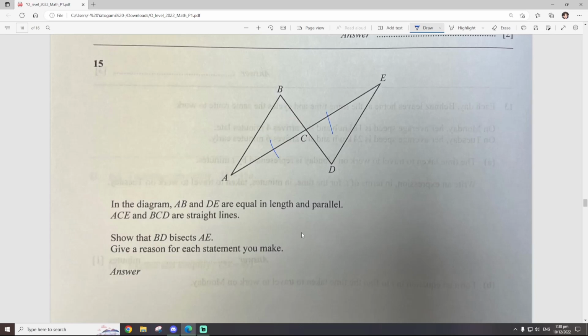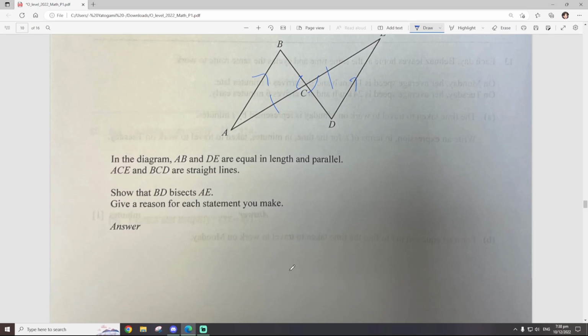Well, if we prove that the triangles are congruent, then we will be done, right? So, angle, angle. We know these two angles are equal, and we are also given that these are parallel and they're also equal. And therefore, we can use alternate angles to find the second pair of angles, and we can make a conclusion. So let me write that down. We have angle ACB equals angle ECD by vertically opposite angles.